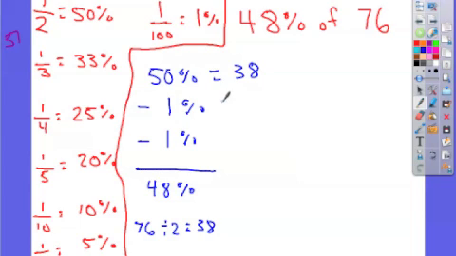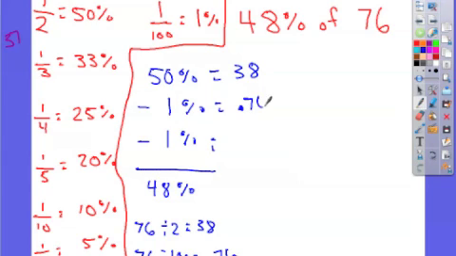Now I need to figure out what my 1% is, because I'm going to subtract those to get down to 48%. Now, 1% is 1/100th, so I'm going to need to cut 76 into 100 pieces. Our second number is smaller than our first one, so this is going to be less than a whole. It's going to be a decimal number. So I'll use the calculator here and do 76 divided by 100, and I get 0.76. So 1% of this is 0.76.